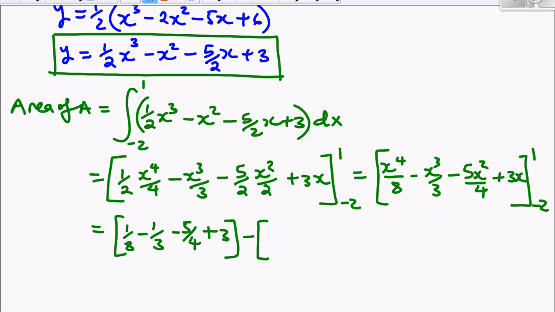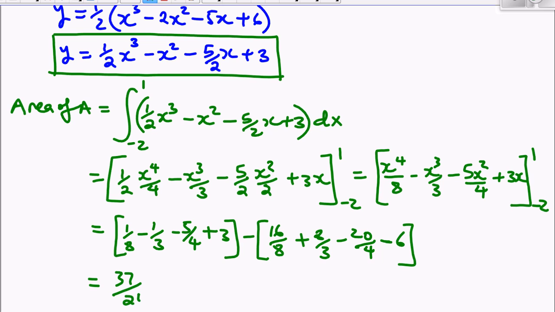And then if I plug in -2, I'll end up with 16 over 8, minus and minus will give me a plus, so it will be plus 8 over 3 minus 20 over 4 minus 6. So just write it here below. This will be 37 over 24 minus -19 over 3, which will give me 63 over 8. So the area of A is 63 over 8.